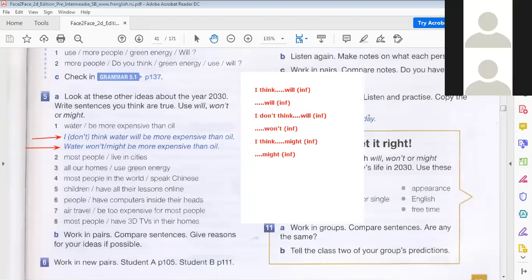Let's see. What do you think here, Selma, about number 4? I think most people in the world won't speak Chinese because the Chinese language is not very important in the world. Okay, so you think most people in the world won't speak Chinese? But now actually, I think Chinese is the second most important language after English. I'm not sure about the language, but I know about the economy. It's the second strongest economy in the world, right?